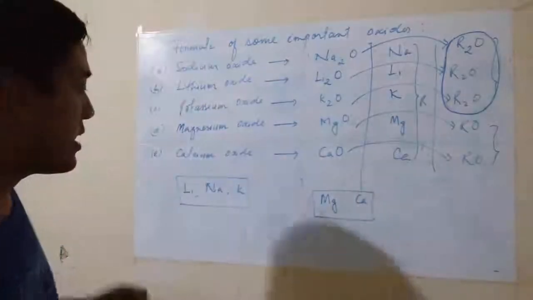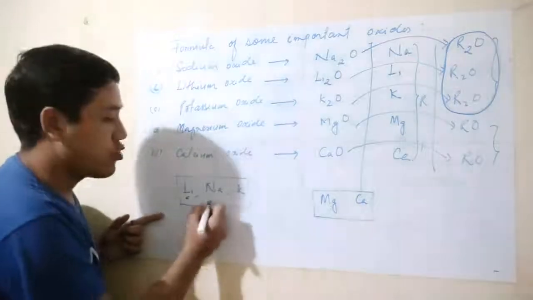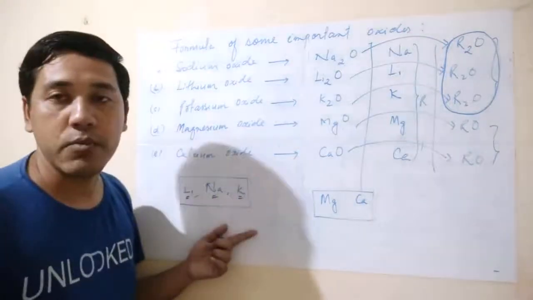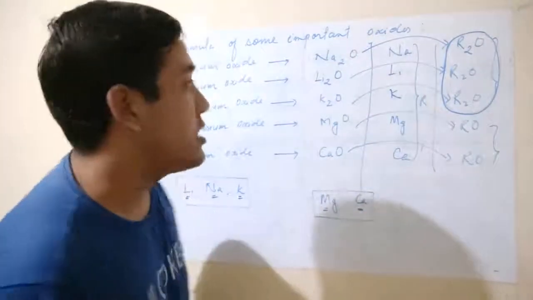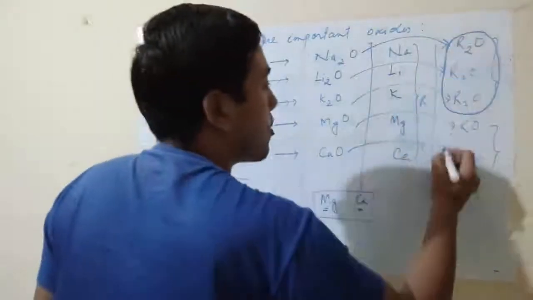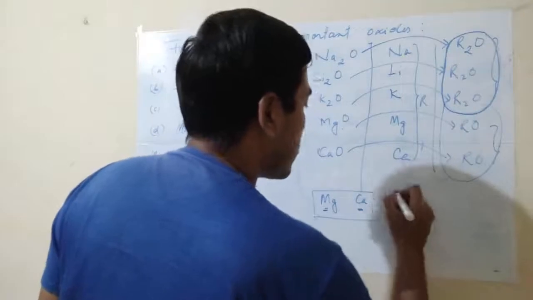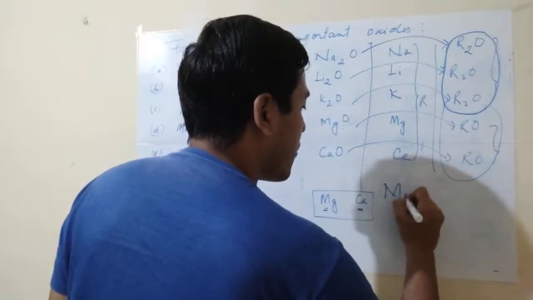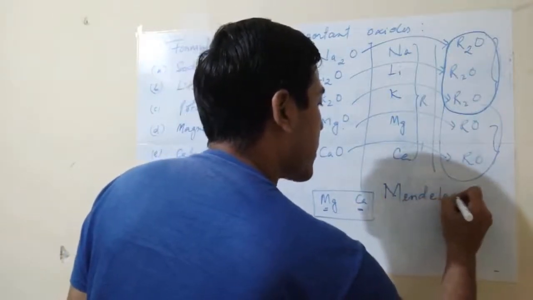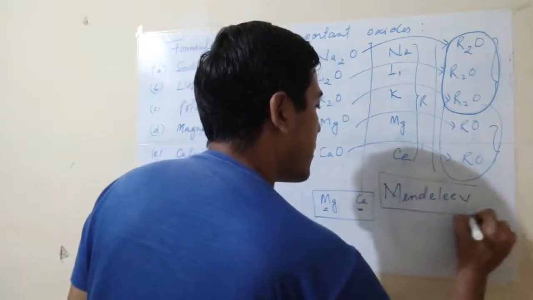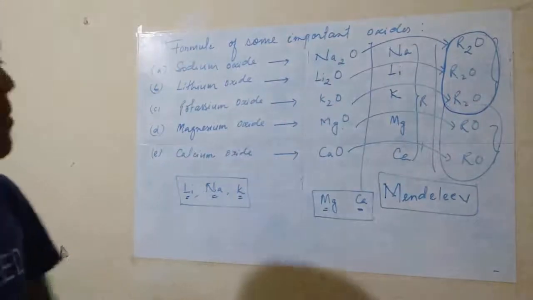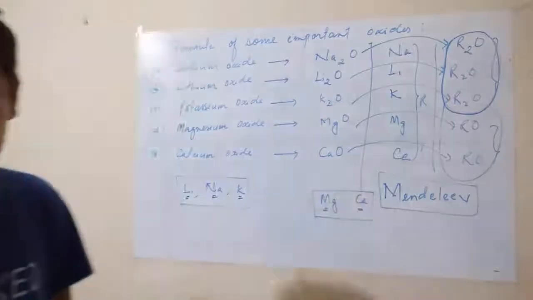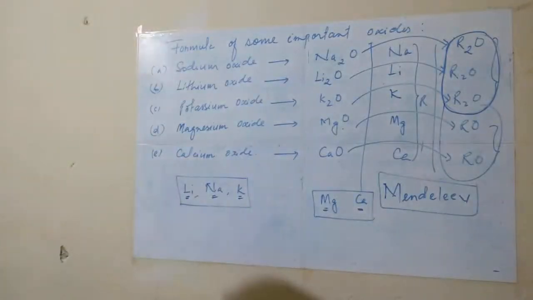Because of this, we can say that lithium, sodium, potassium have similar chemical properties, right? And for magnesium and calcium, these formulas were all discovered by one scientist known as Mendeleev. Okay, Mendeleev. Next we will study the classification by Mendeleev. Please copy down this. Done? Okay.